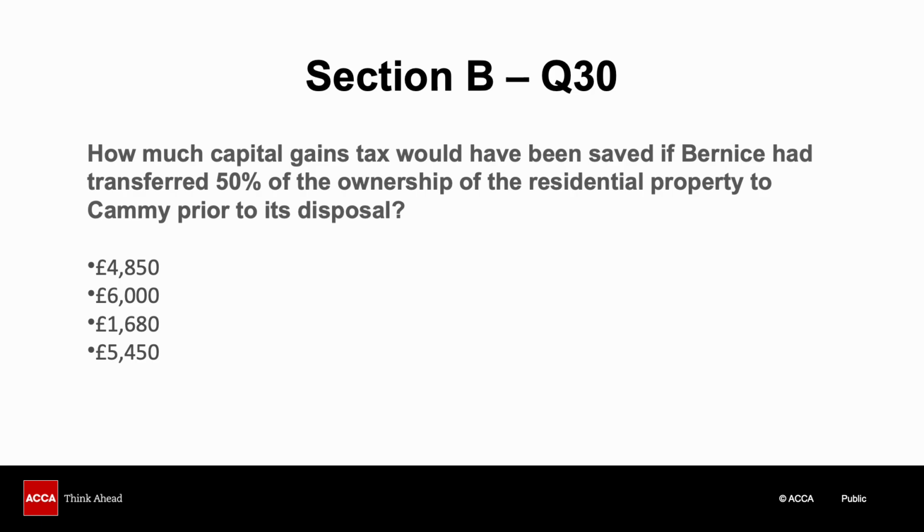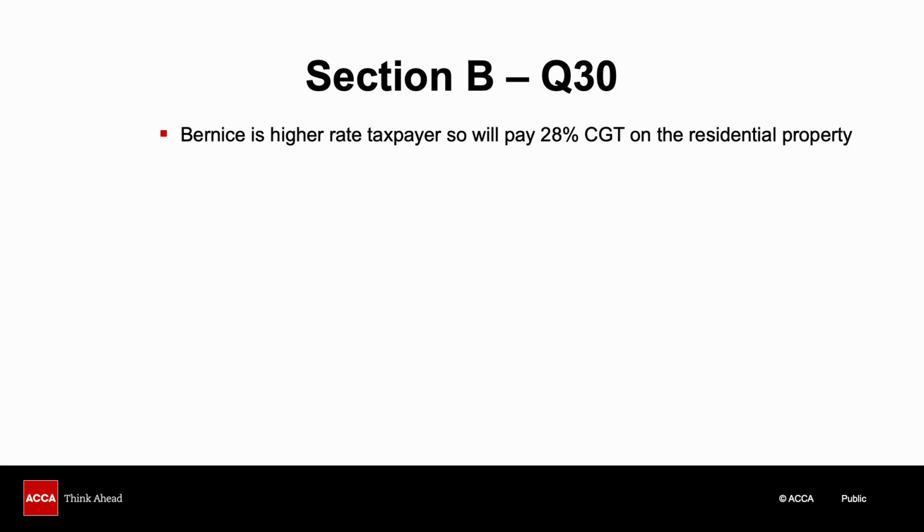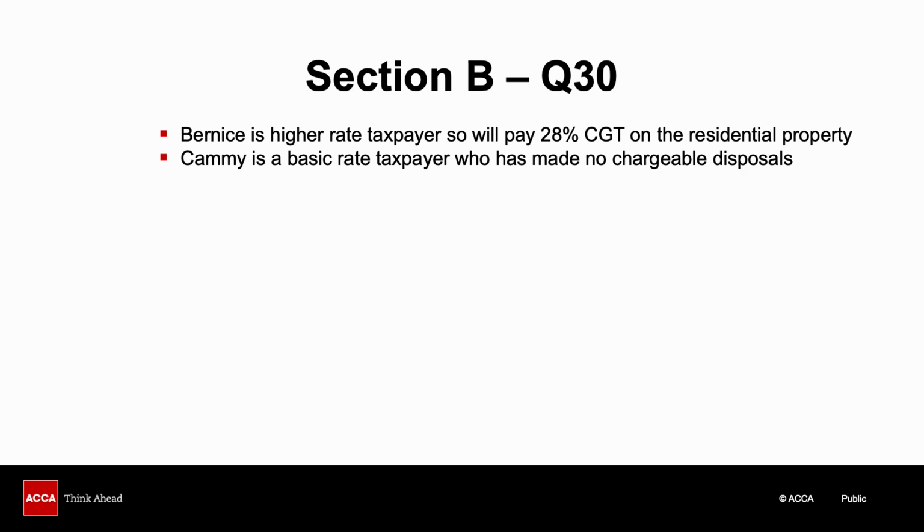The final question of this set then is asking us to consider how much capital gains tax would be saved if Bernice had actually transferred 50% of the ownership of the residential property to her husband Cami prior to its disposal, and we've got 4 answers to consider. So to remember 2 things here that'll help you out is that Bernice is a higher rate taxpayer, so she's going to be paying tax at 28% on the residential property disposal. Cami, however, is a basic rate taxpayer. We're told in the question he's got no taxable income. He's made no chargeable disposals.